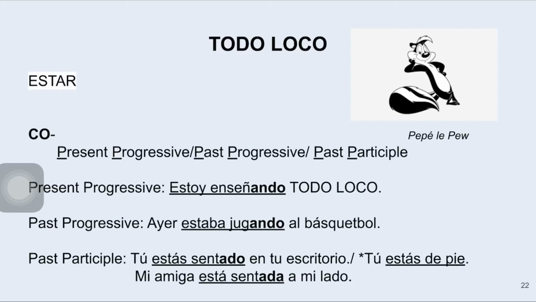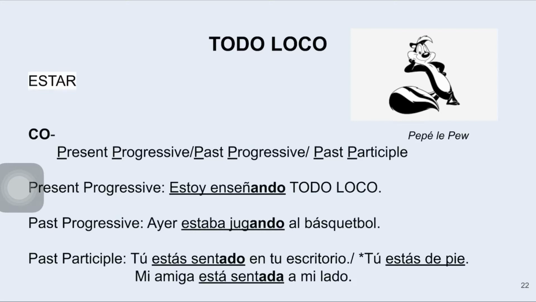Past progressive. Ayer estaba jugando al basketball. Yesterday I was playing. That still is a form of a star. Past participle. Tú estás sentado en tu escritorio. That means you are seated at your desk. Or because past participles here are acting as adjectives, if you identify as female, you would use mi amiga está sentada a mi lado. My friend is seated at my side or next to me.